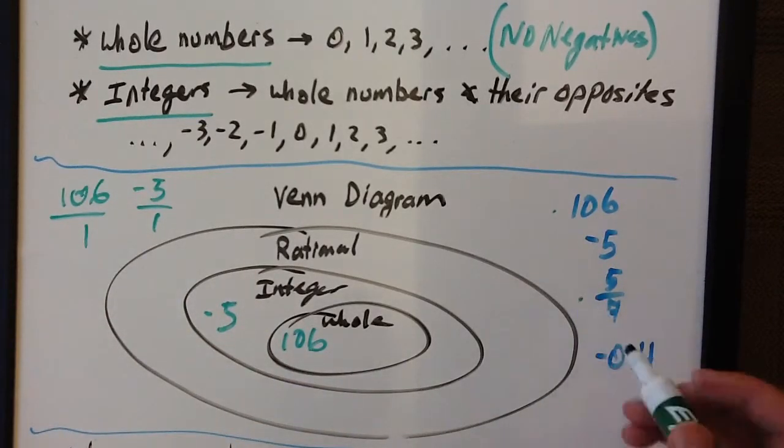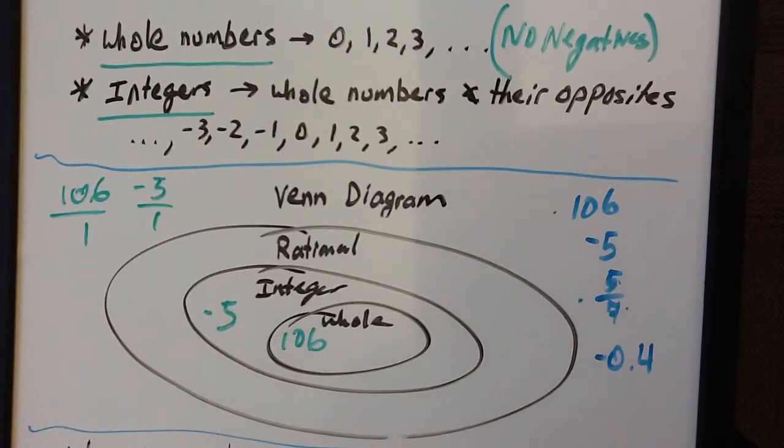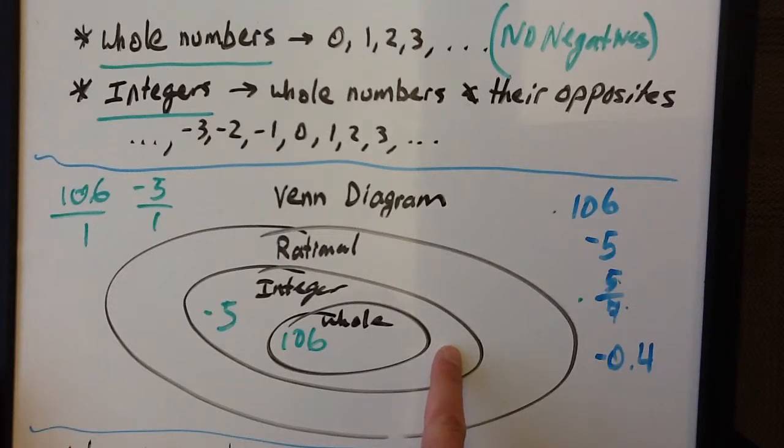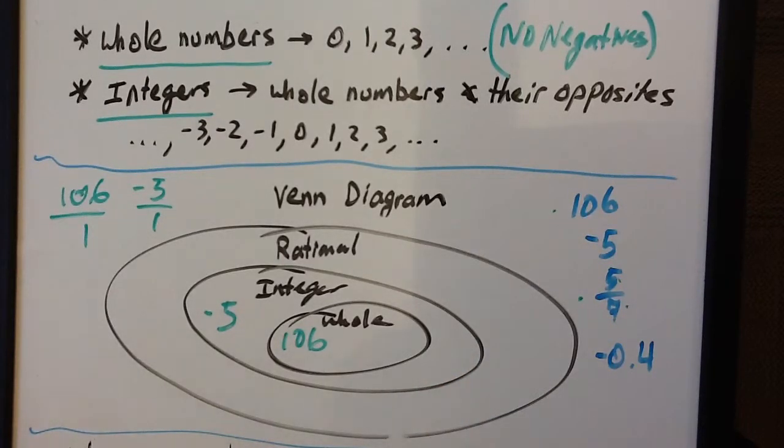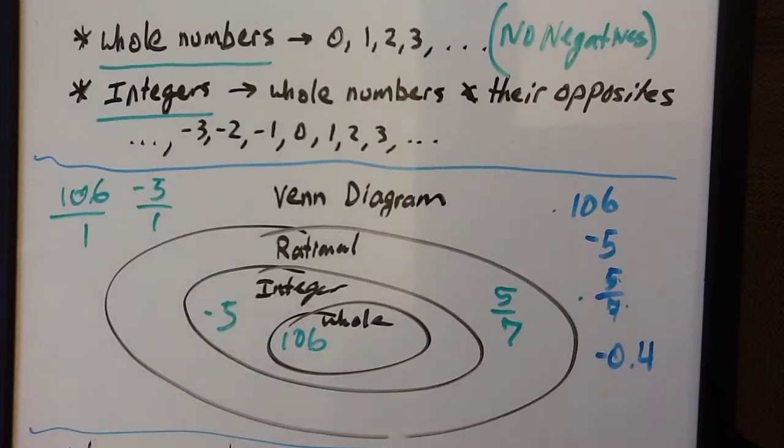The next number we have is 5/7. This is 5 over 7, and since it's written as a fraction, of course it's rational. Is it an integer? No, it's not, because to be an integer, you can't be a fraction, something like 5/7. So 5/7 is only in the rational circle.